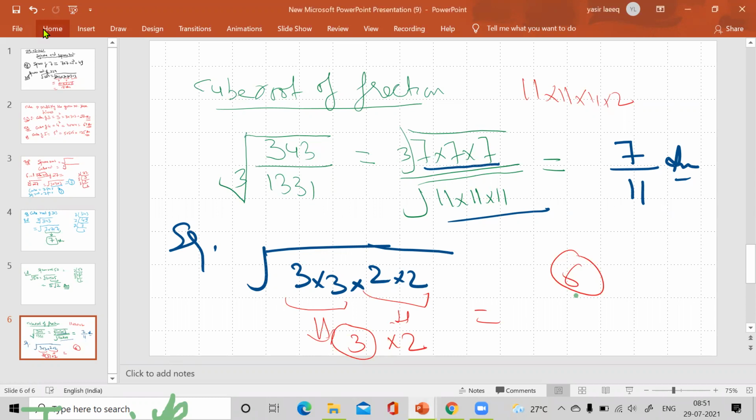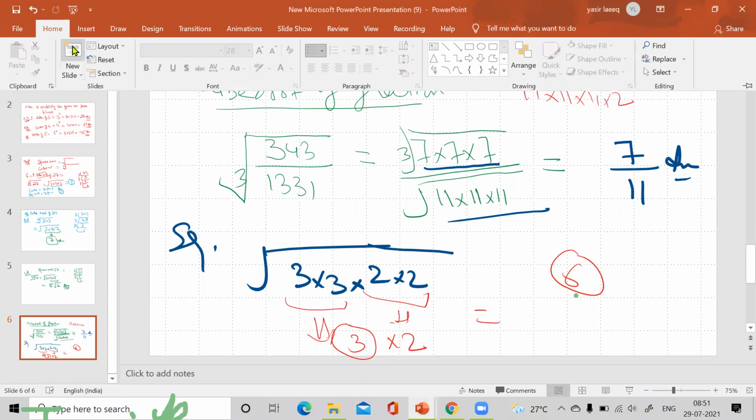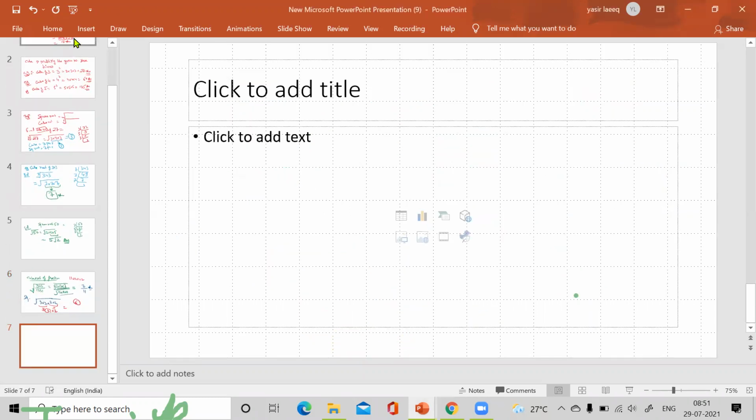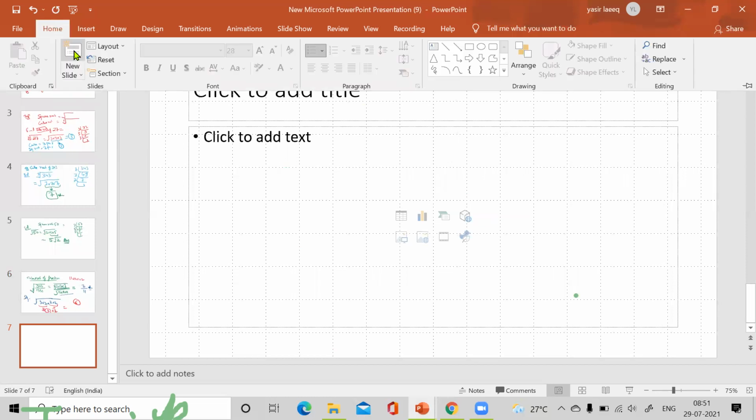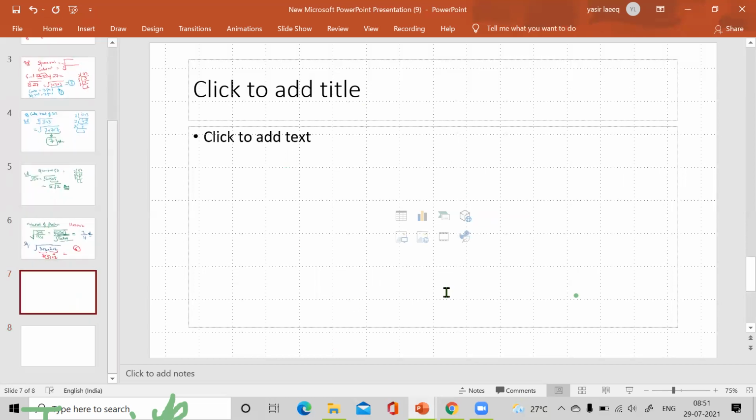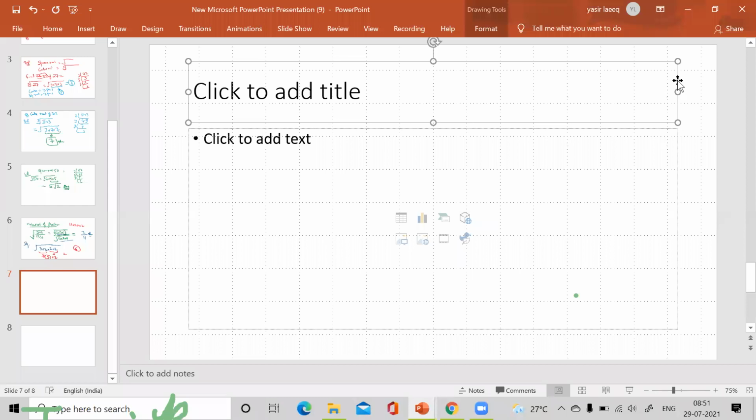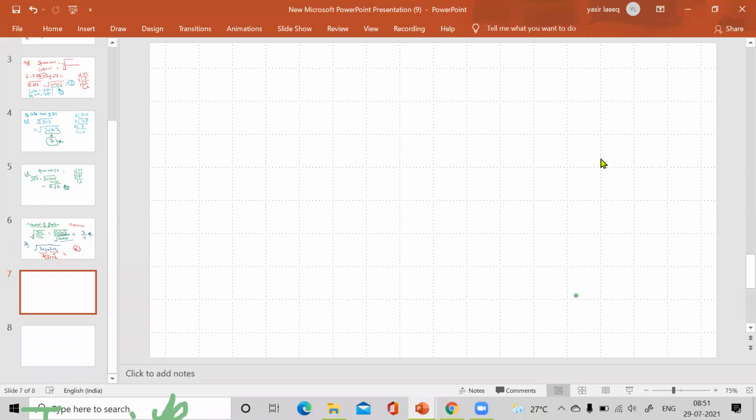Yes, sir. Beta, one thing: for cube root make a pair of 3, for square root make a pair of 2. Okay, now this thing is very important. This type of question: suppose a decimal number is given to you, and you have to find out the square root. How will you do it?